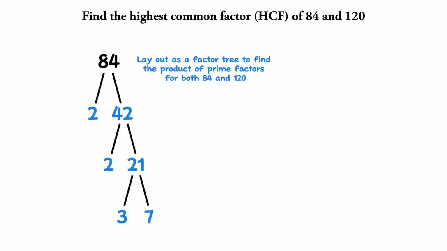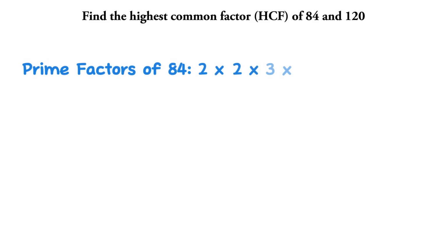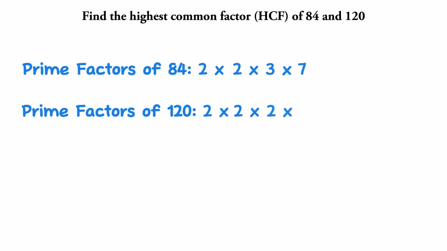Find the highest common factor of 84 and 120. For numbers like these, we lay it out in the form of a factor tree in order to find the product of its prime factors, like this, where we've got 84 on the left and 120 on the right, where we would then identify the prime factors of 84 and 120, which we write as 2 times 2 times 3 times 7 for 84, and 2 times 2 times 2 times 3 times 5 for 120.